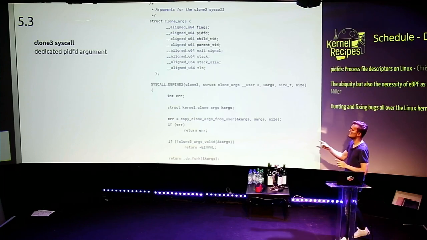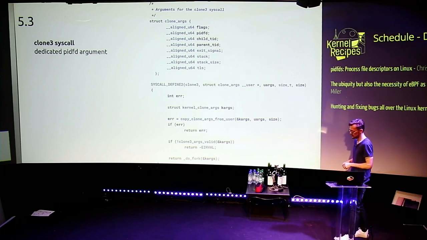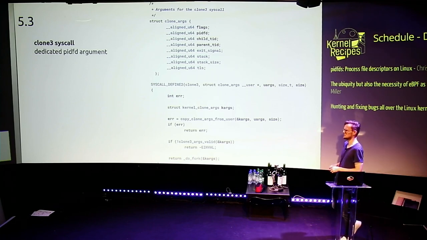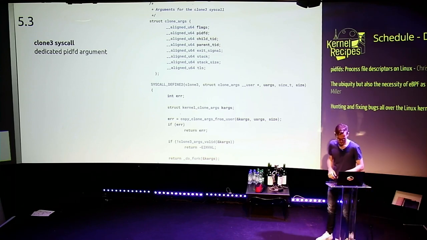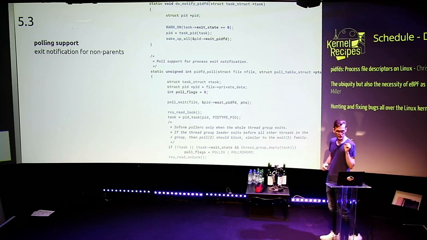And for 5.3, we did the clone3 syscall, which is not necessarily related to pidfd. This is general process management. We did it because we stole the last flag bit, and there was the clone new time patch coming up. The time namespace patch wanted to take the same last flag bit that we eventually did, but by that time clone pidfd had already landed, so now we have clone3, and clone3 also has a dedicated return argument for pidfds. So we're not abusing a return argument like we do in classic clone, but that's just an aside.